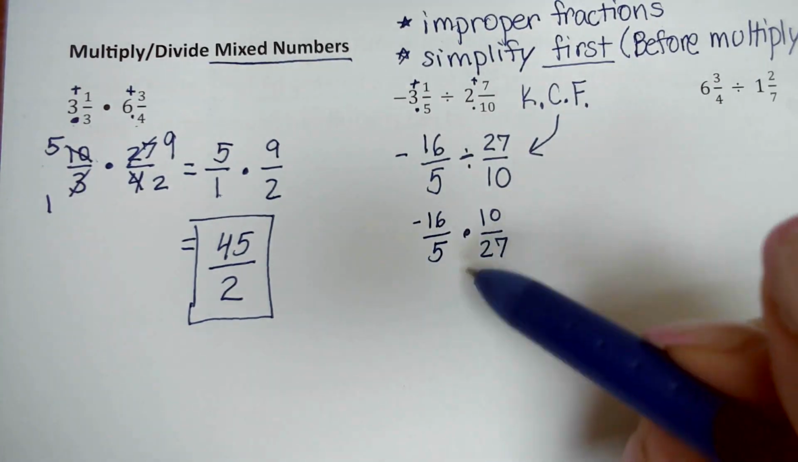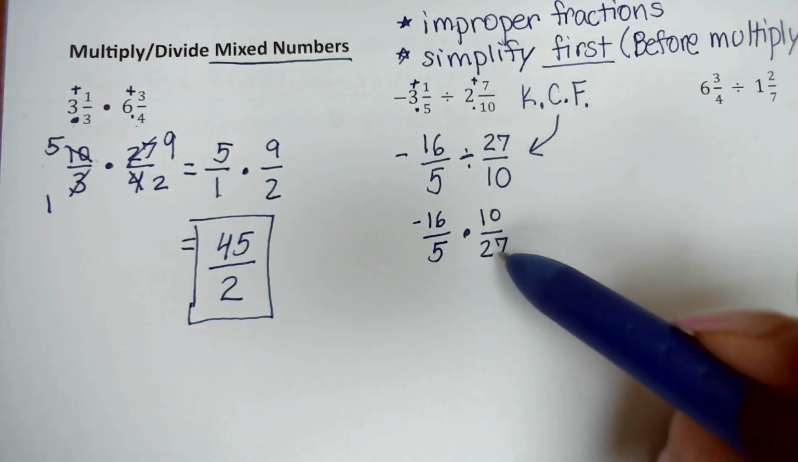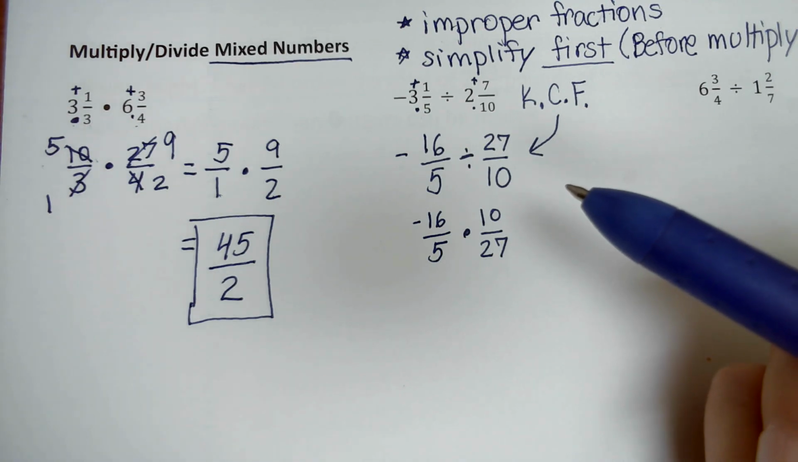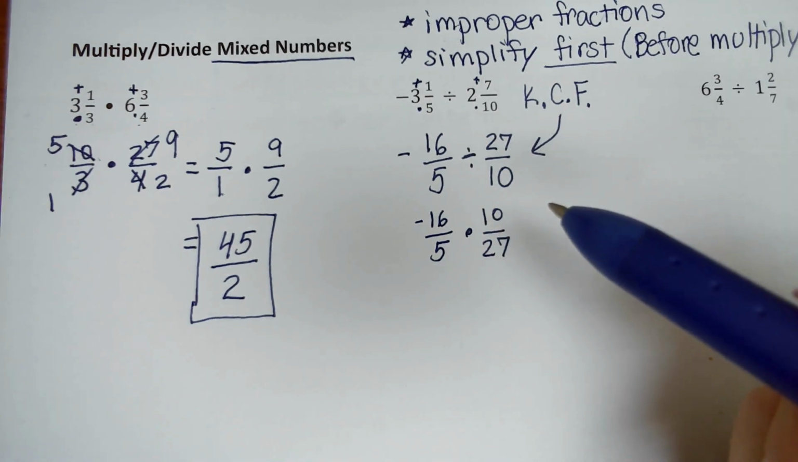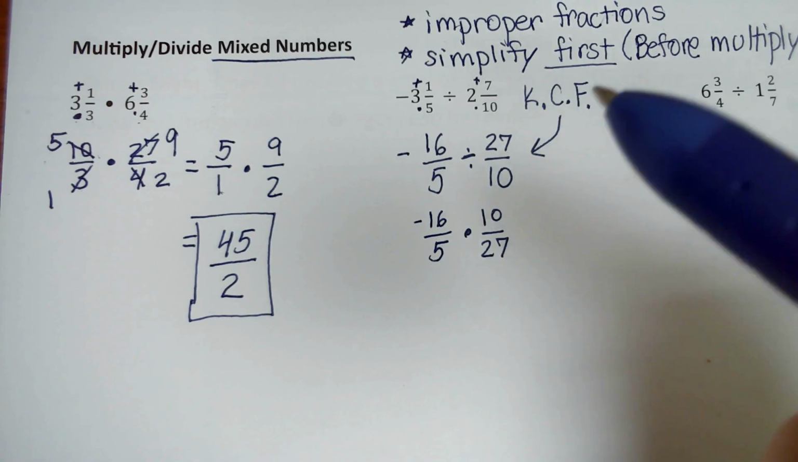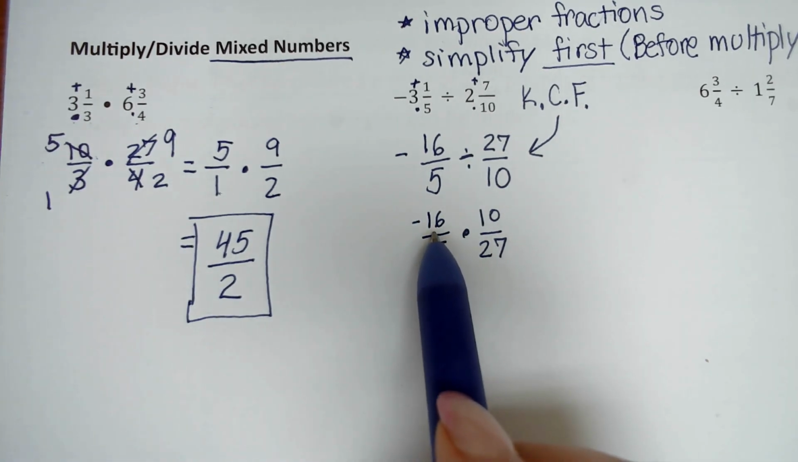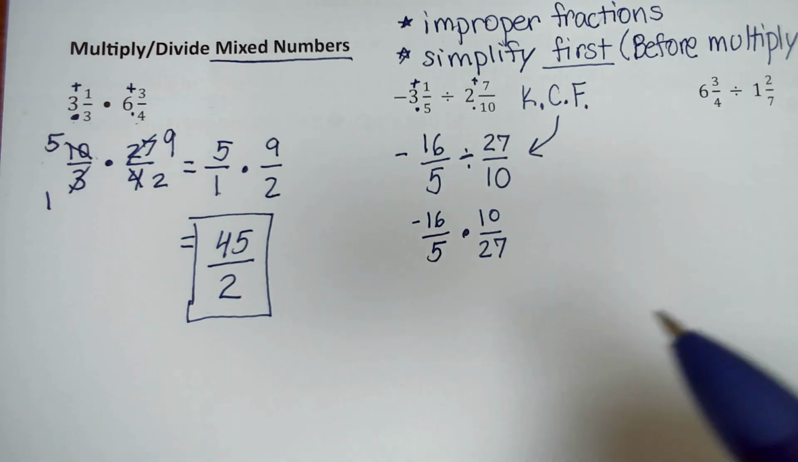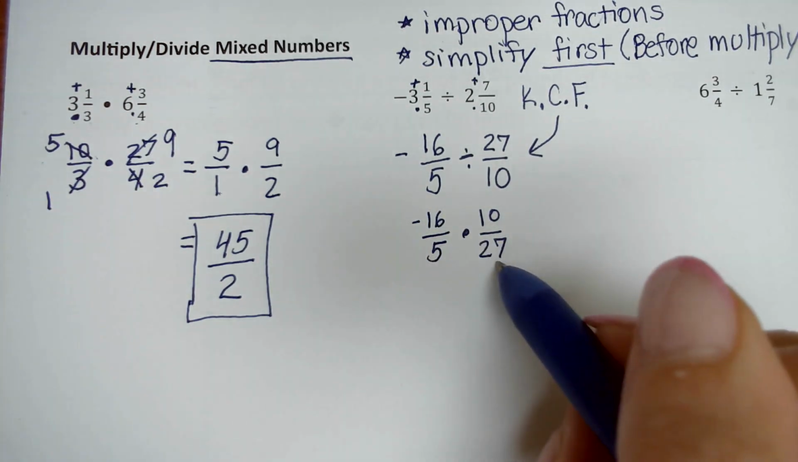From here we look at our diagonals. 16 and 27, what numbers can they both be divided by? Well, 27 and 16, let's think. I'm going to start with 16. 16 can be divided by 8, so 27 divided by 8. Nope, it doesn't work. 16 can be divided by 2. 27 divided by 2. Nope, doesn't work. And 16 can be divided by 4. So 27 divided by 4. Nope. So these can't be simplified.